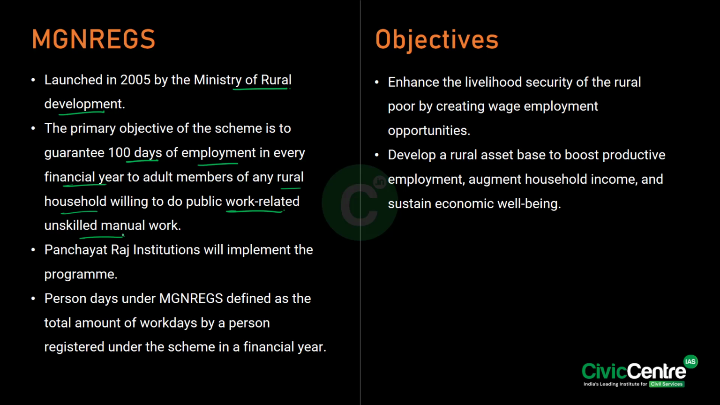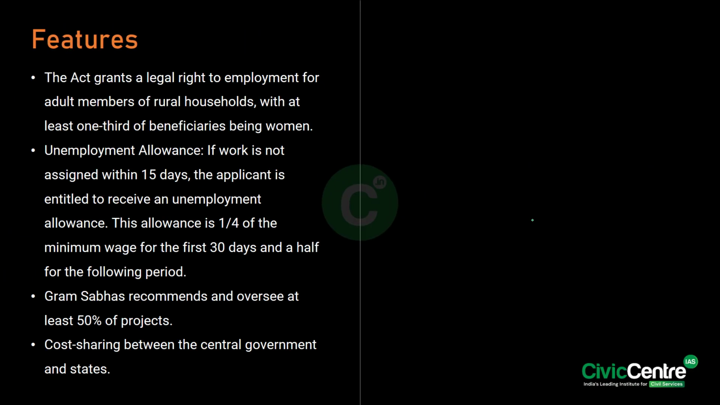Know that the Panchayat Raj institutions will implement this program, and the person days under this MGNREGA are defined as the total number of work days by a person registered under the scheme in a financial year. So the two main objectives of it are, firstly, to enhance the livelihood security of the rural poor by creating wage employment opportunities, and secondly, to develop a rural asset base to boost productive employment, augment household income, and sustain economic well-being.